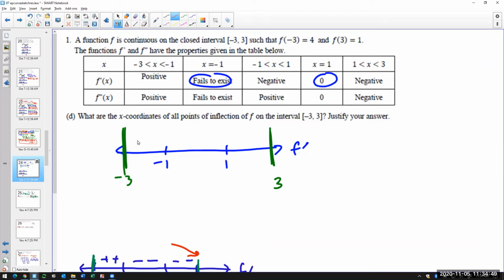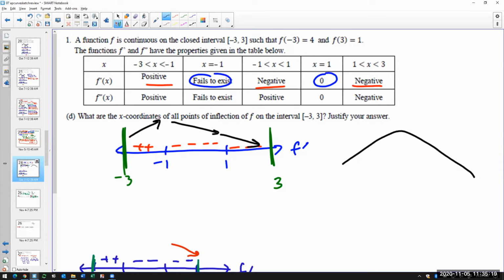All right, what I know is F double prime is positive here. I know F double prime is negative between -1 and 1, and I know F prime is positive, F prime is negative, and F prime is negative, okay? Now, what does that tell me about my picture, my boy F? F would be increasing, then decreasing, and will continue to decrease, right here, okay? So I already kind of have a picture. F looks something like this. I don't know where the concavity is, but I do know F looks like this, okay?